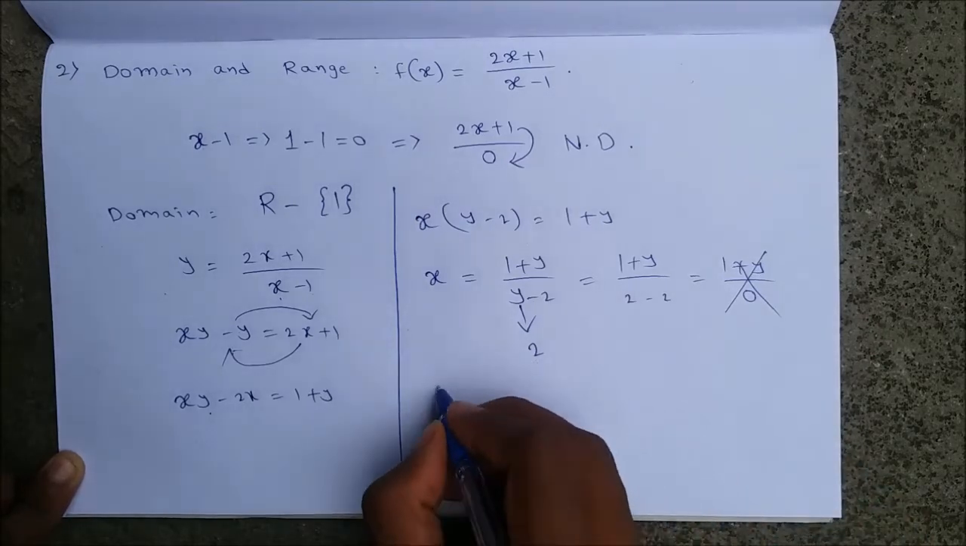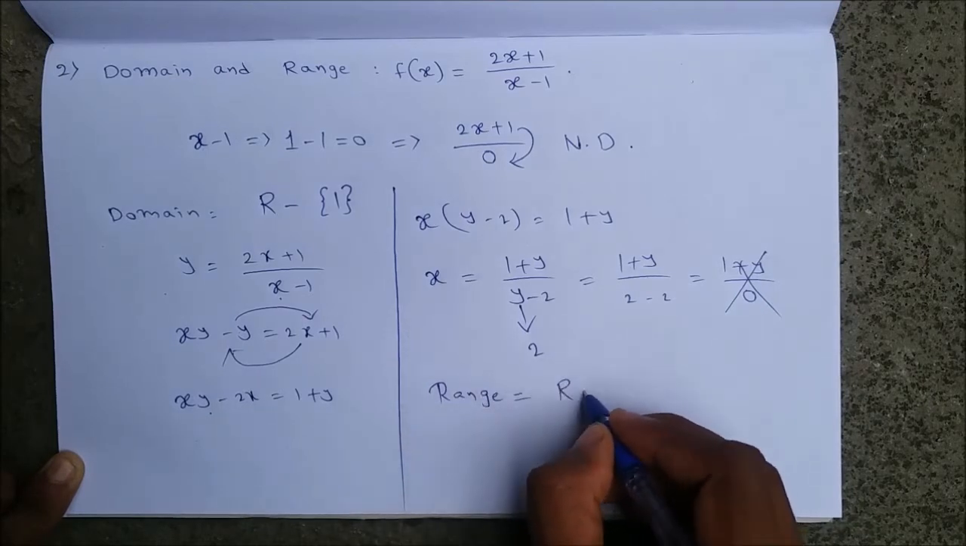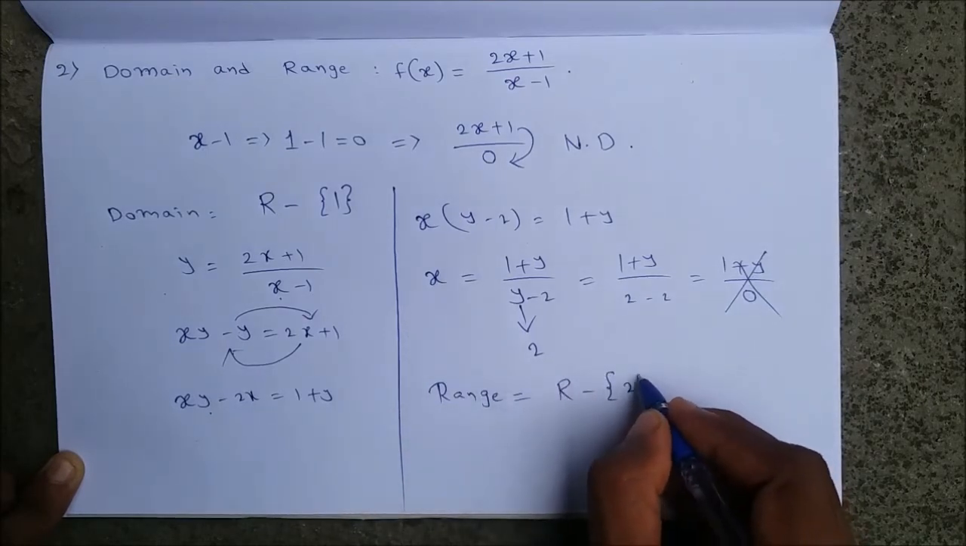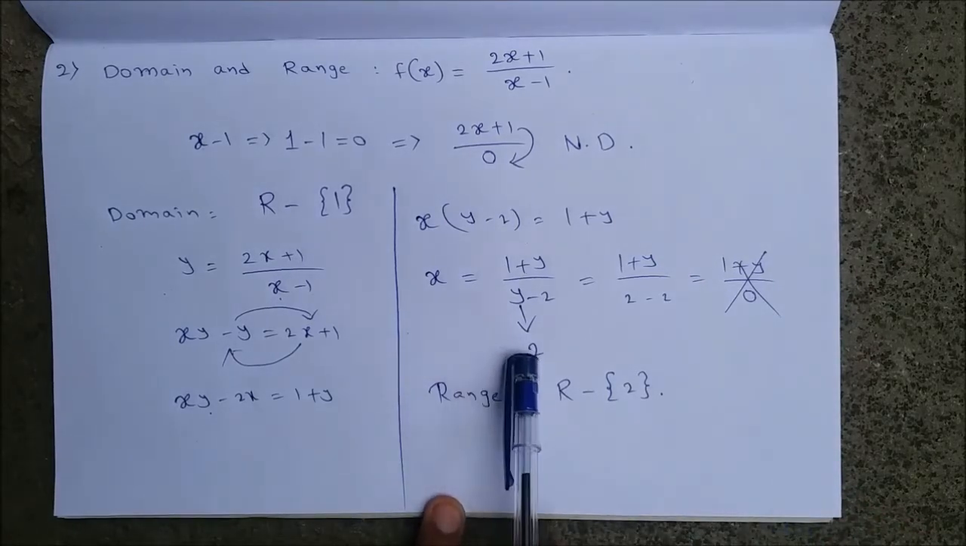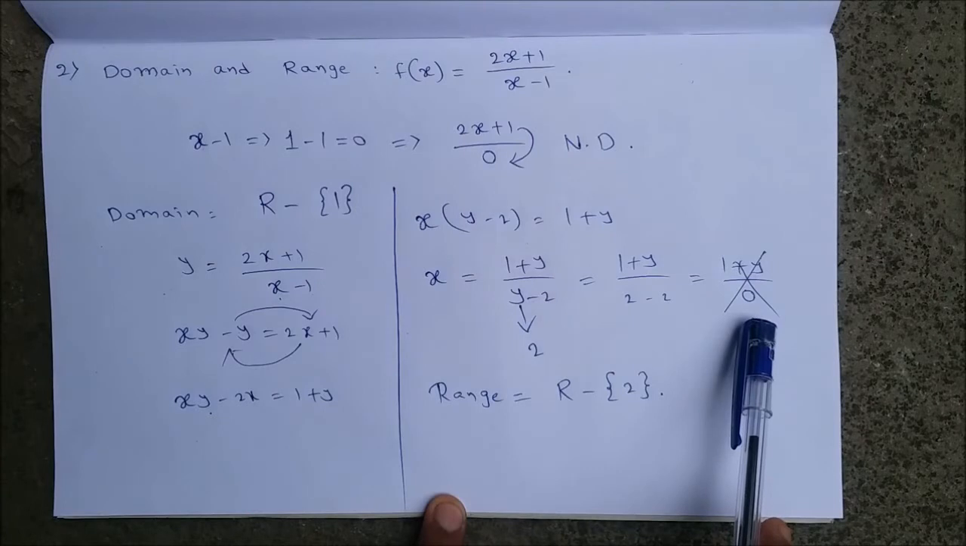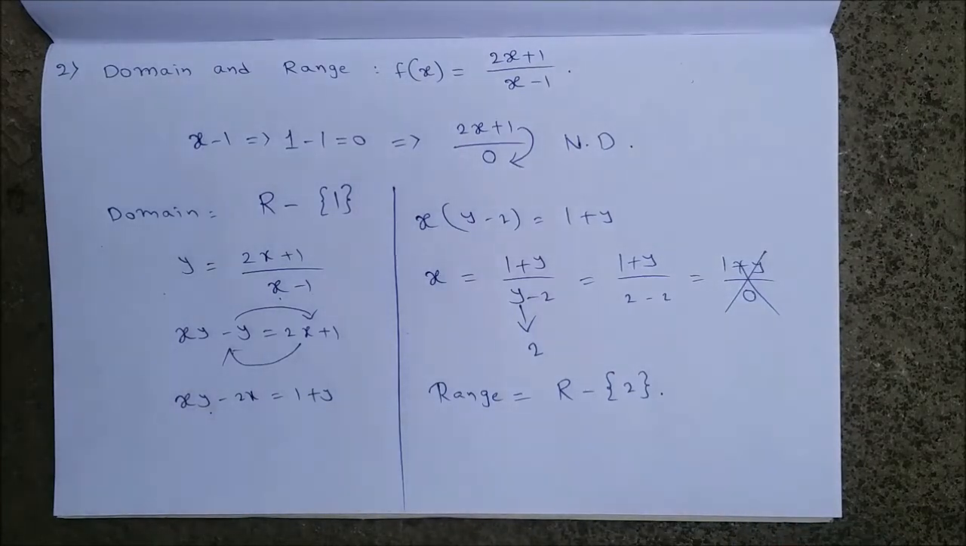So the range will be R - {2}, because here in the place of y, if we take 2, we are getting a not defined value. So anyway, we won't get the answer which is not defined at all. So in the answer except 2, remaining all the numbers we will get. So that is, the range is R - {2}.